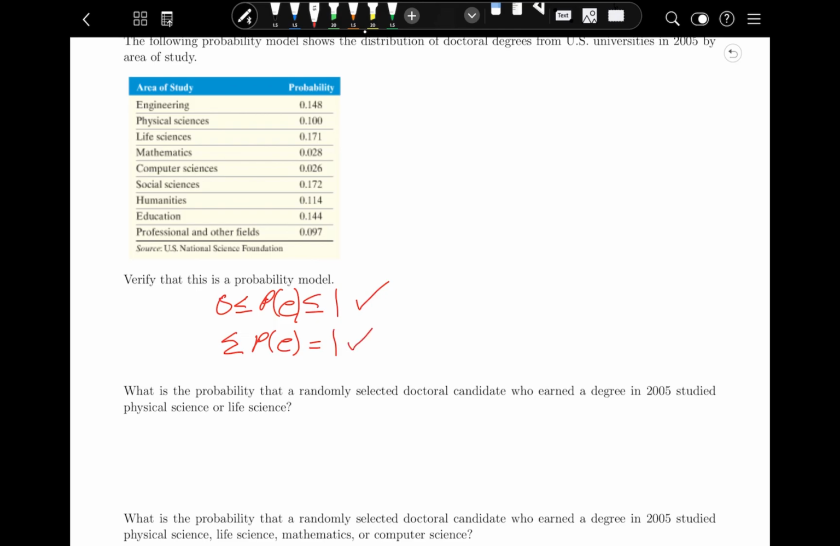What is the probability that a randomly selected doctoral candidate who earned a degree in 2005 studied physical science or life science? We just add those 2 together. So the probability of physical or life science is just 0.100 plus 0.171, which is 0.271.